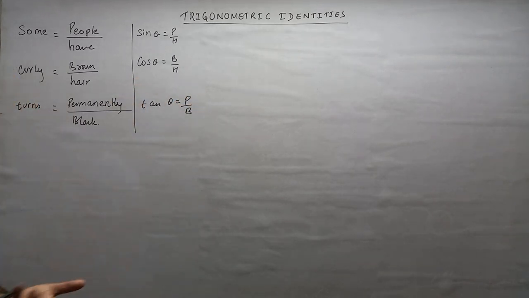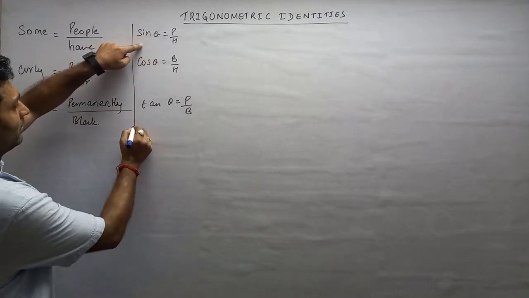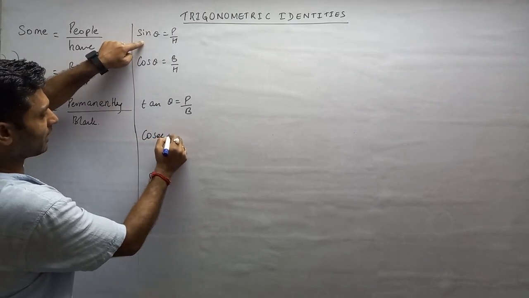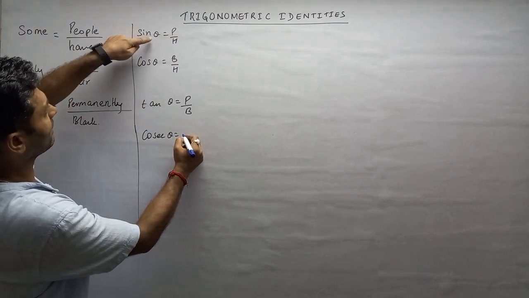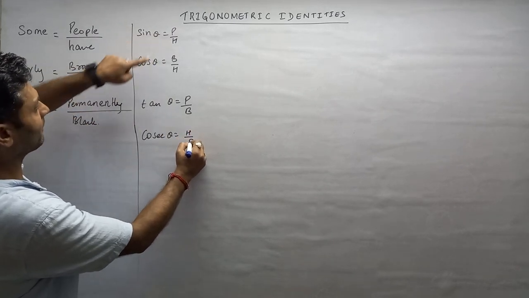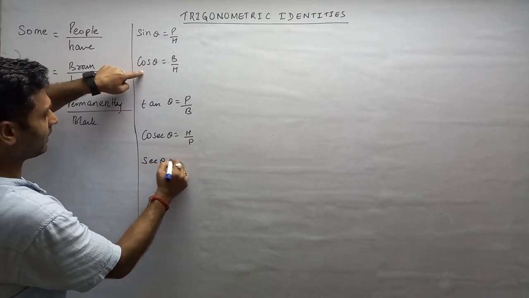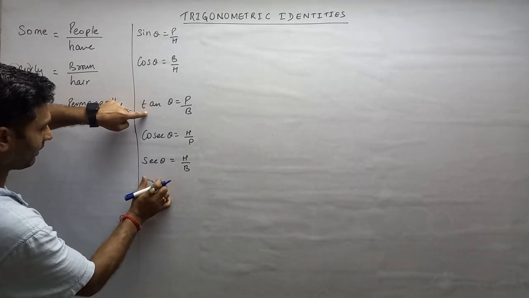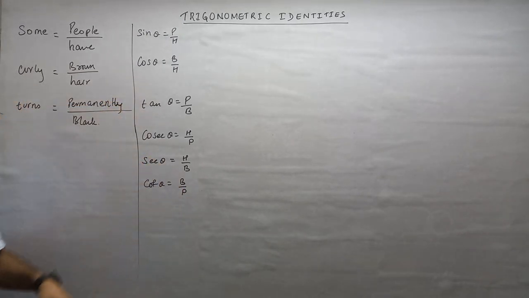Right? And the remaining three trigonometric ratios are the reciprocals, like yesterday also I have given you in the class. The reciprocal of sine theta is cosec theta, so this will become h by p. Likewise, the reciprocal of cos is sec theta is equal to h by b, and we have cot theta is equal to b by p.